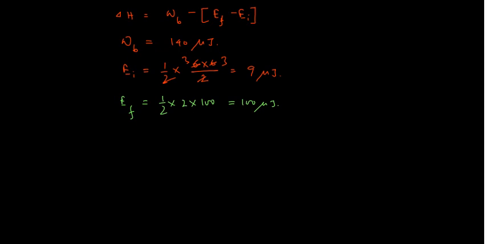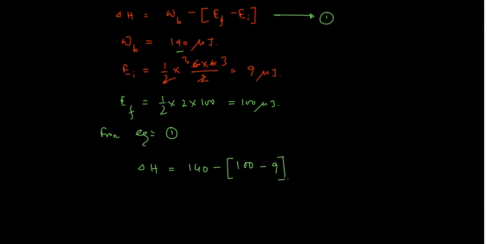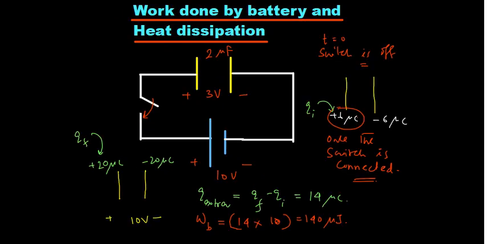So if I call this equation number 1, then from equation 1 I can write delta H. How much does it become? Work done by the battery is 140 minus EF. EF is how much? 100, minus EI. EI is equal to 9. Okay. Is that fine? Is it clear? Check it once, everyone. Just go to the formula quickly.